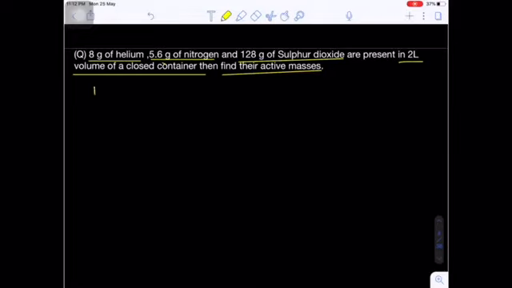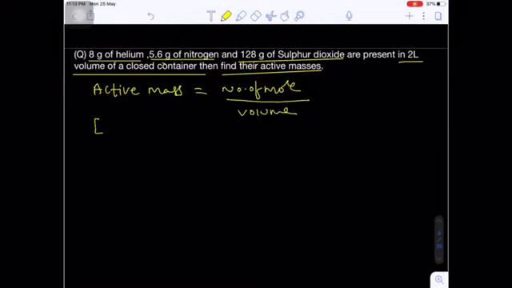Okay, now to calculate the active mass, number of moles divided by volume. Let's suppose the first one, helium. Active mass is represented by enclosing in a square bracket. Okay. Now, what is the number of moles of helium? Given mass of helium 8, do you know the molar mass of helium is 4, divided by the volume of the vessel, 2 liters. So you have 1 mole per liter. This is the active mass of the helium.